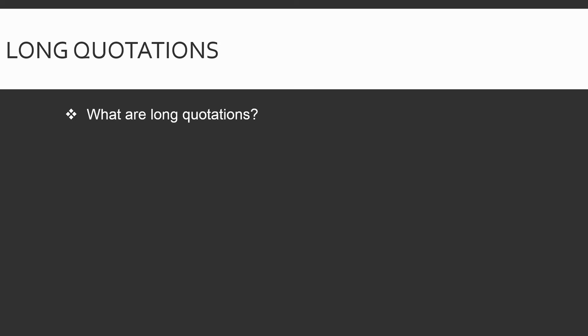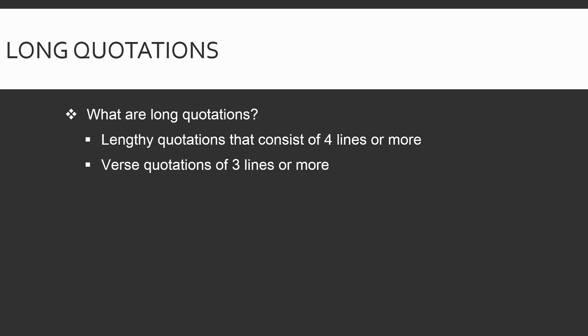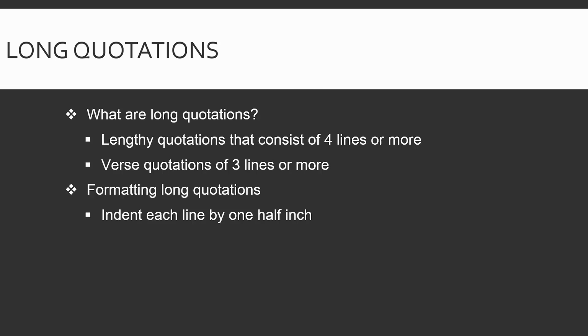So what are long quotations? MLA long quotations are direct quotes that consist of 4 lines or more of prose, or 3 lines or more of verse. To format long quotations, each line of the quote should be indented 1/2 inch from the margin and remain double-spaced. There should be no indentation as there usually would be when you begin a new paragraph.